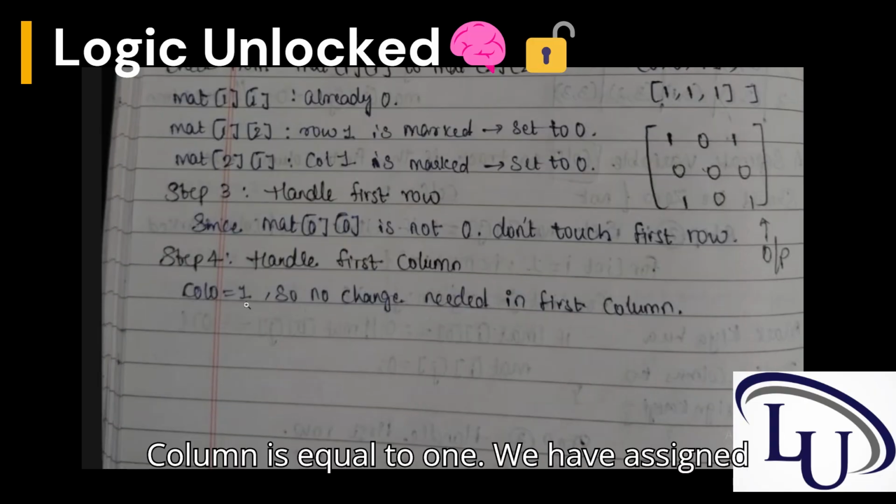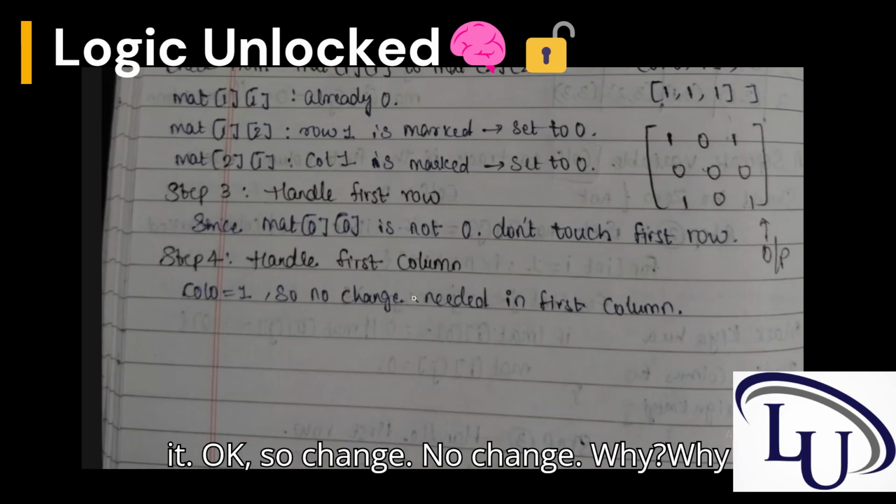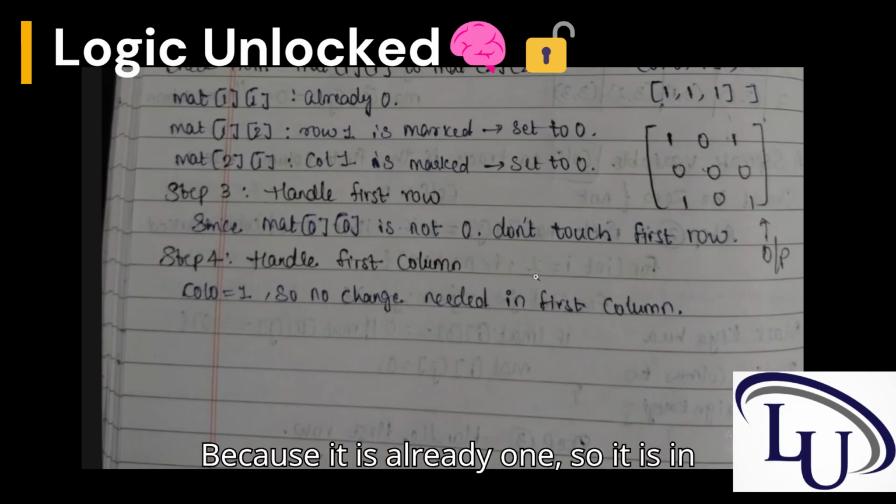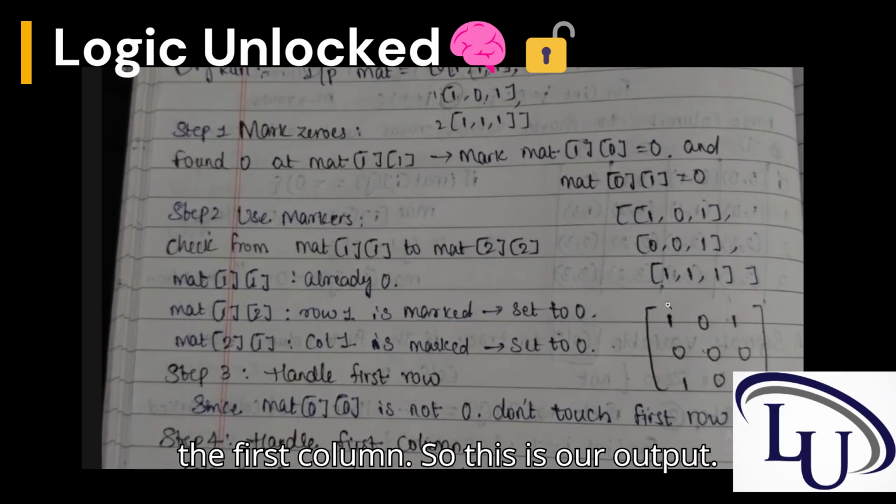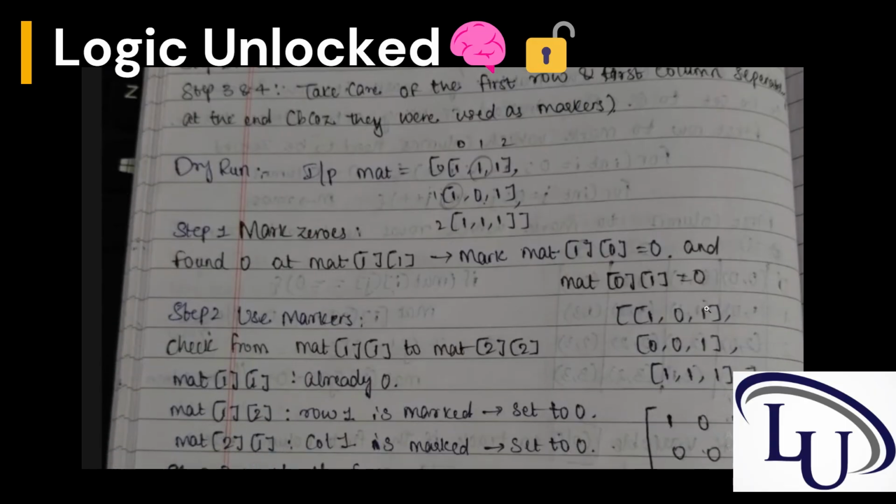Column is equal to 1. We have assigned it. Okay, so no change. Why? Because it is already 1. So it is in the first column. So this is our output. Okay. Hope you have understood this intuition.